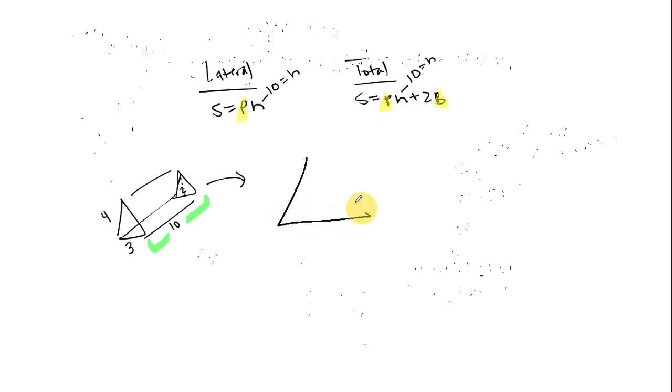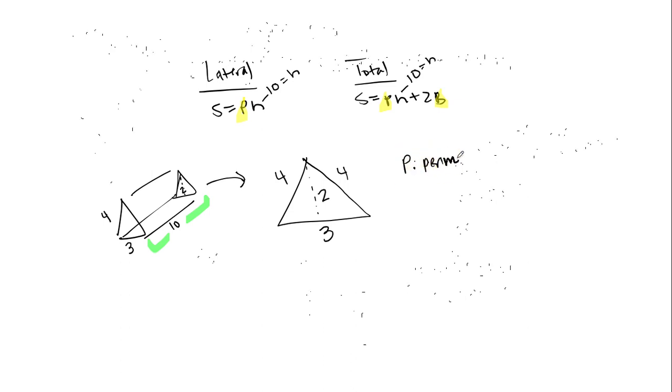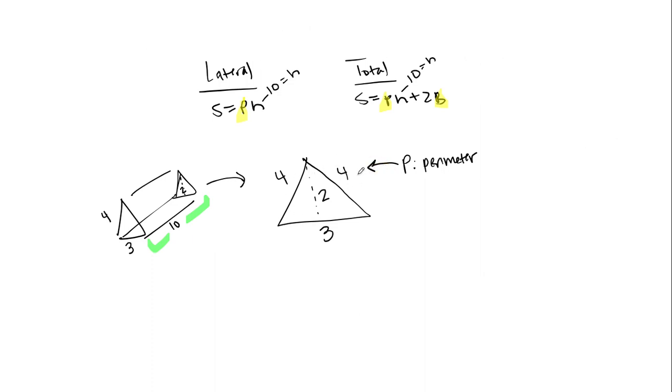So I need to draw out my base. My triangle is 3 by 4 by 4, 2. And so let's start with the capital P, perimeter of the base. Remember, it's my base, so I'm only looking at my base. Adding up all the sides: 4 plus 4 plus 3.